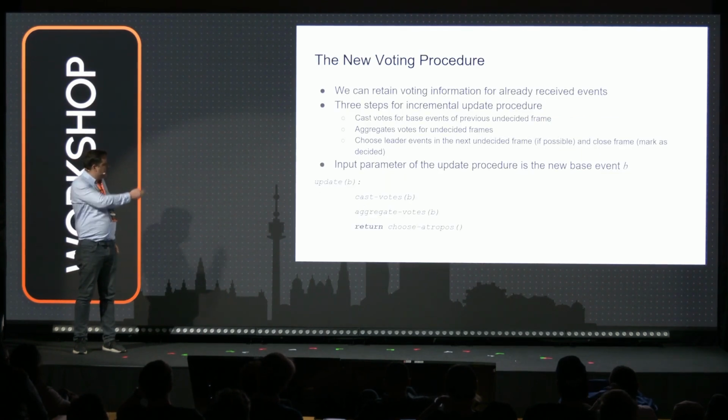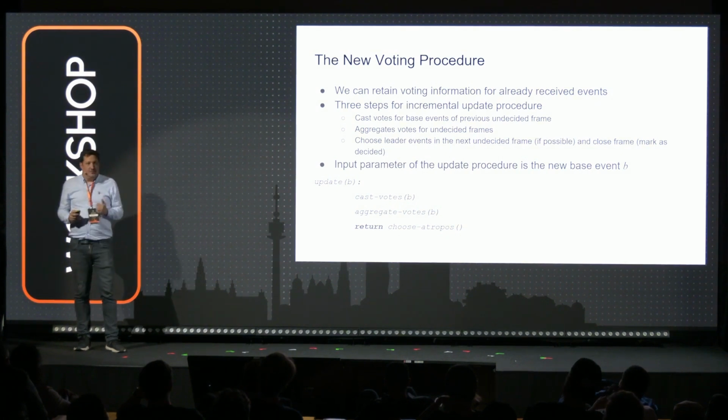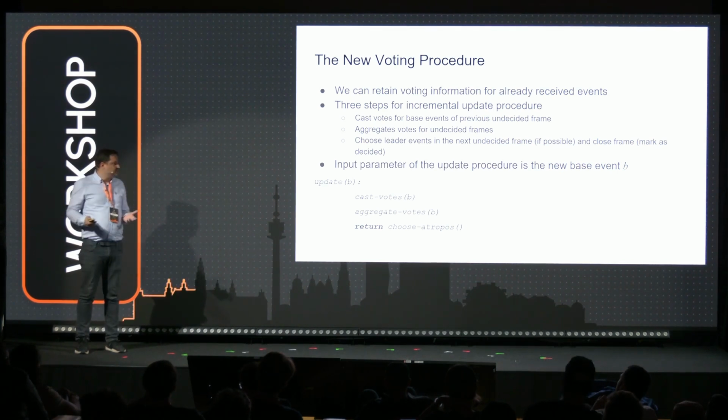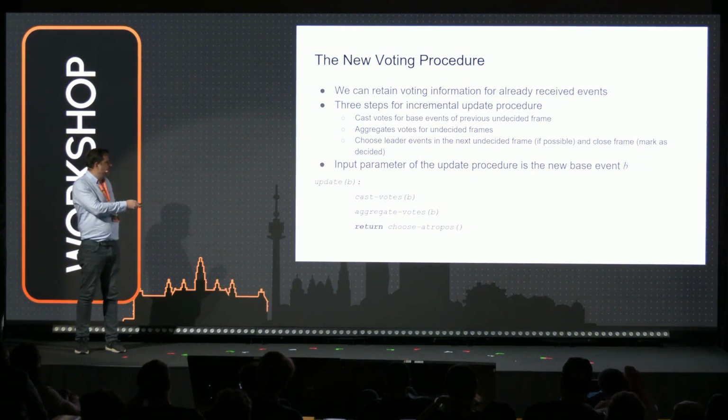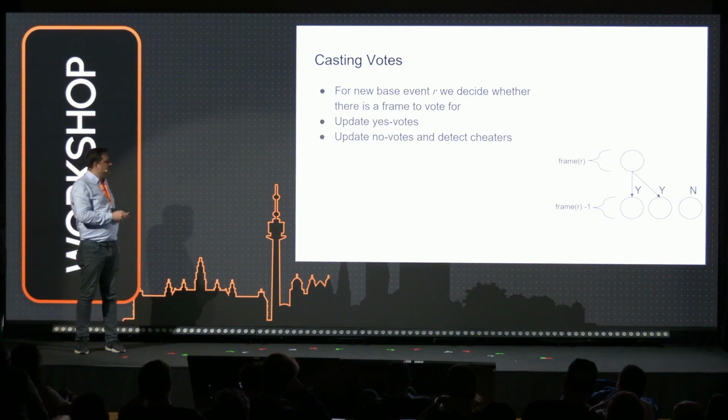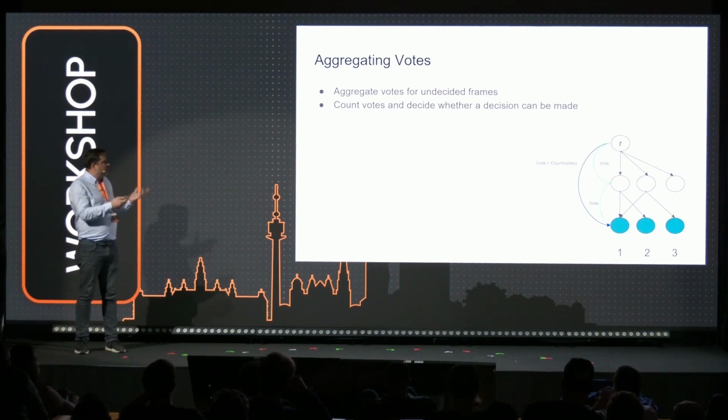So yeah, when we get a base event, it won't just cast a vote for a particular frame which we're trying to decide. It may also do some aggregation as well, and choose an atropos, choose a leader if possible. So we cast votes, like I explained, using the strongly reachable operator. If it can, we say yes. If it can't, we say no. And then we do the aggregation.